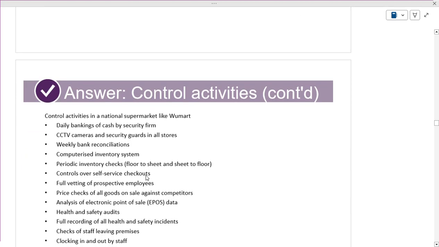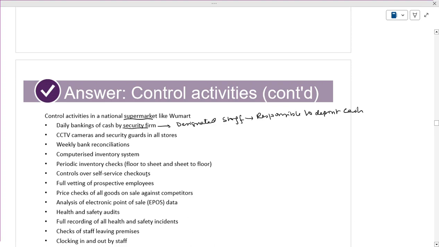Now, control activities with respect to big supermarkets. See the thing: daily banking of cash by a security firm. You have separate, designated people there. Staff will be there who are responsible to deposit the cash.